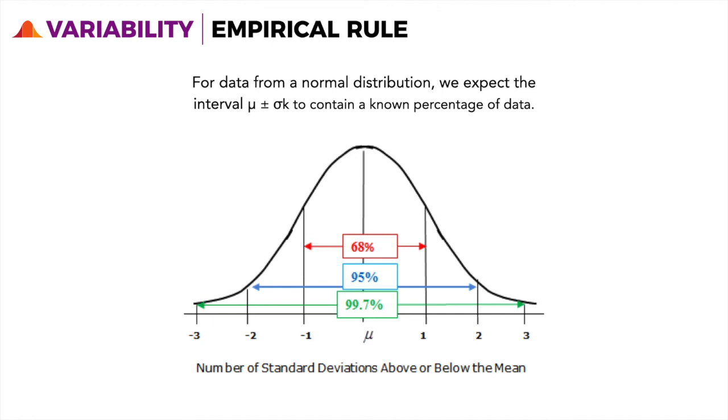And all the data values that are outside the boundaries of 3 standard deviations from the mean is already considered as an outlier.